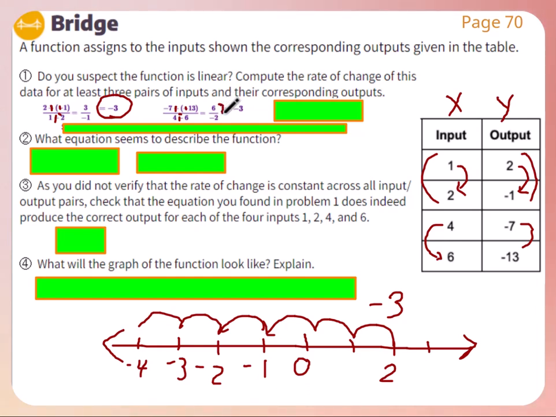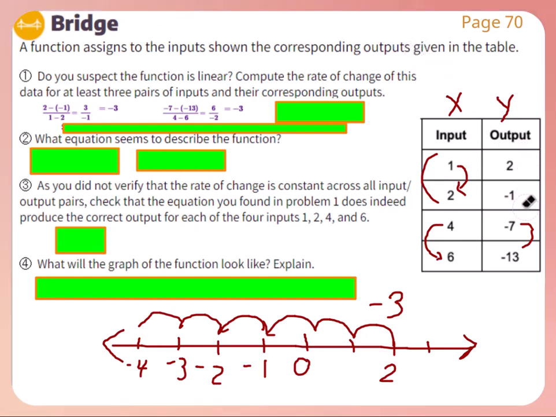Use your calculator, use your brain, however you do this, simplify this. 6 divided by negative 2 is negative 3. So that checks out. We have the same rate of change. In other words, we have the same slope. All right, now pick any 2 points.